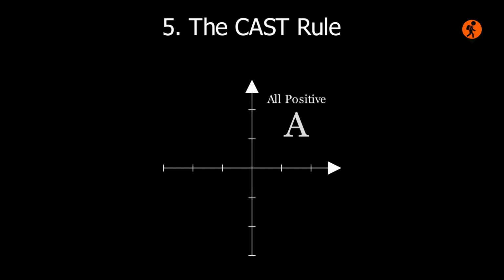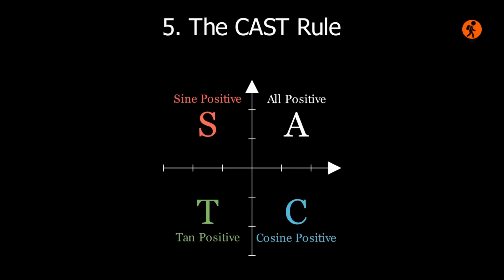The CAST rule tells us which ratios are positive in which quadrant. All are positive in quadrant 1, sine is positive in quadrant 2, tangent in quadrant 3, and cosine in quadrant 4.